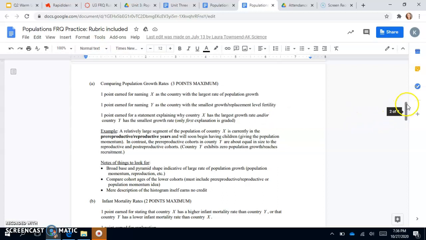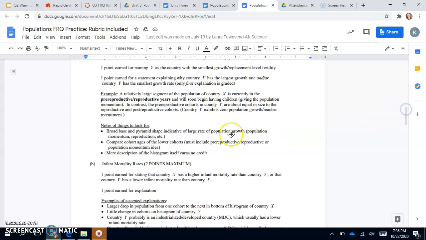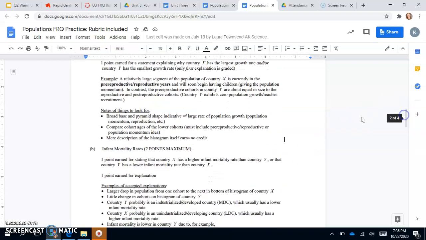And things just to look for that you could also mention, the base of the pyramid shape is indicative of a large rate of population. You could compare your cohort ages of the lower cohorts. And then a description of the histogram itself can't really earn credit. So you can't just say, oh, X has a wider base. You have to also explain what that means. So you would need to explain that the wide base indicates a large number of babies being born, which will then grow up to have more children, and then vice versa for country Y.